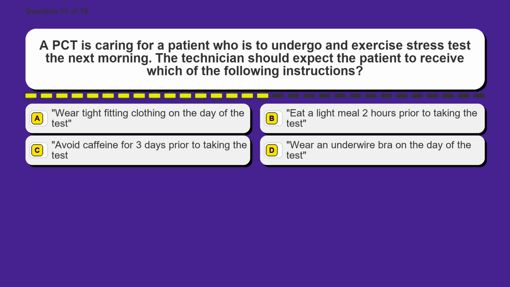Option A, wear tight-fitting clothing on the day of the test. Option B, eat a light meal 2 hours prior to taking the test. Option C, avoid caffeine for 3 days prior to taking the test. Option D, wear an underwire bra on the day of the test.